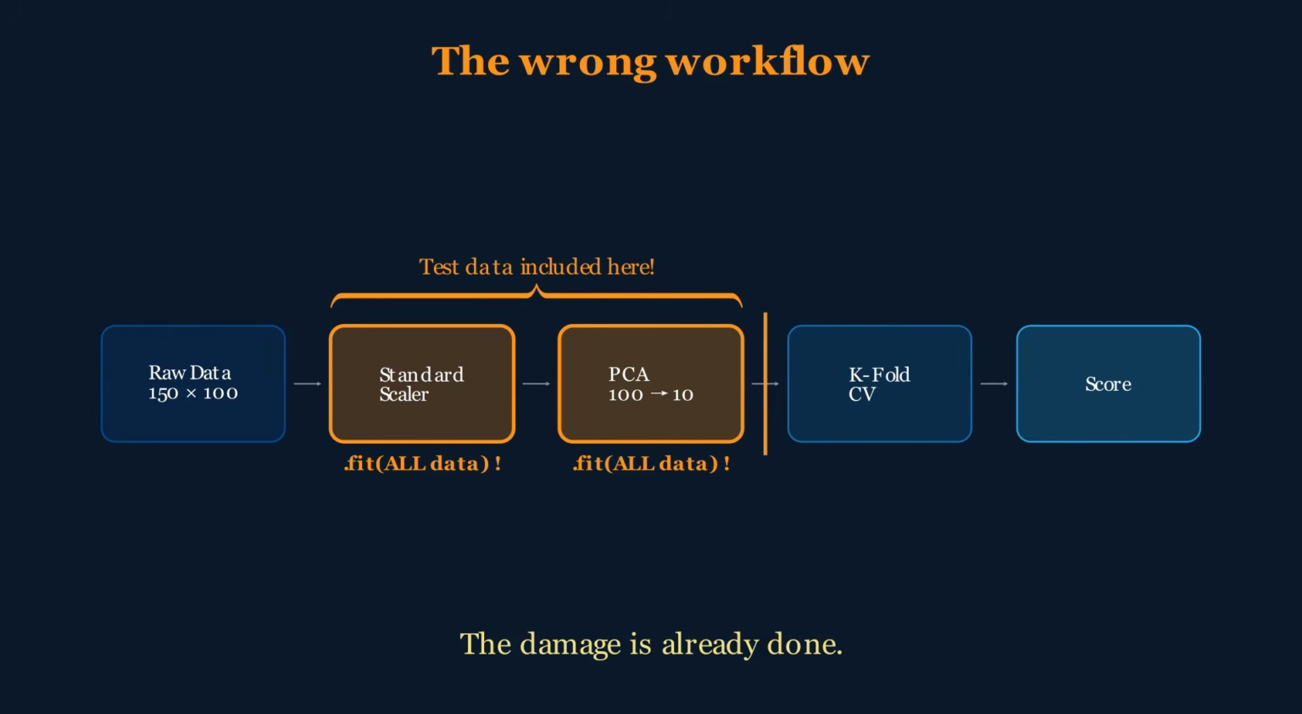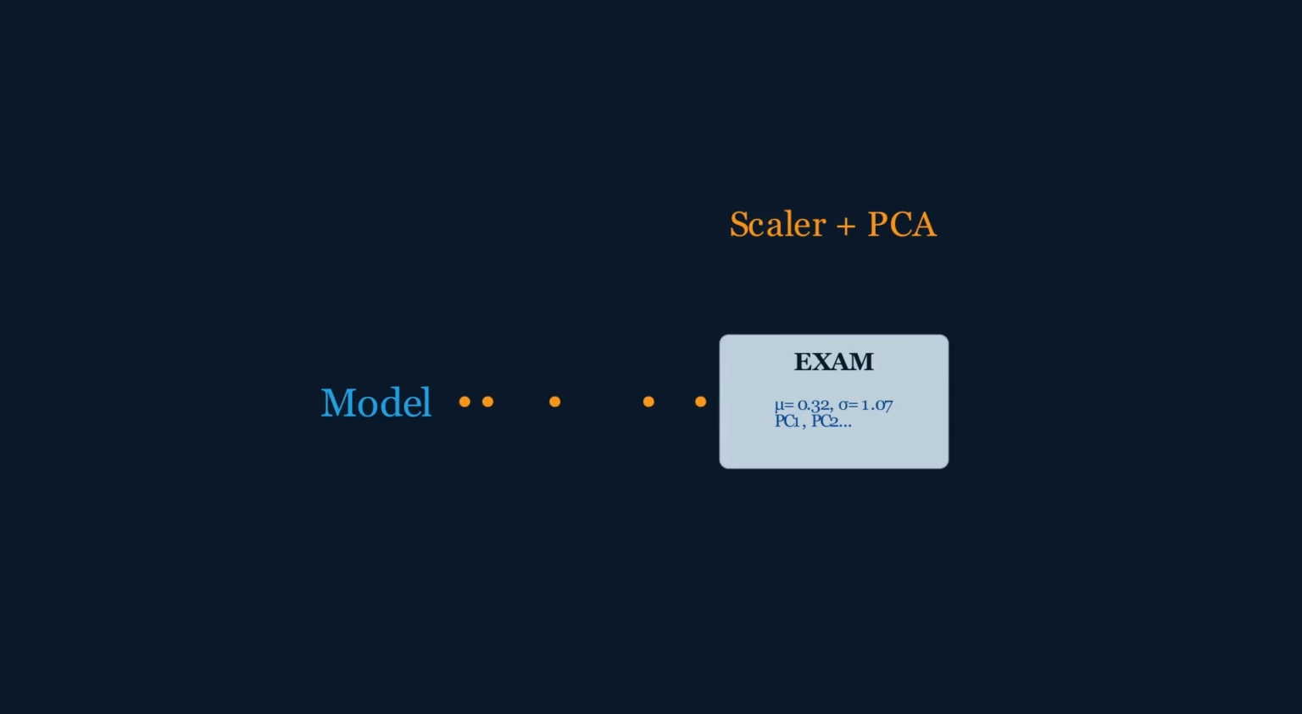And with PCA, the effect is dramatic. PCA literally rotates your feature space. The directions it finds on all 150 rows are different from the directions it would find on just 120 training rows. So the leaked version is projecting data onto axes that were partially shaped by the test set.